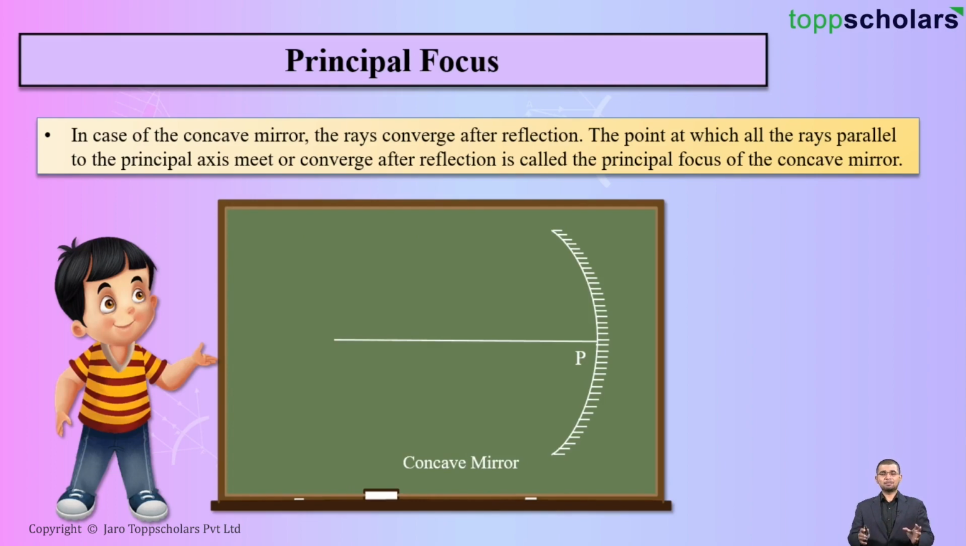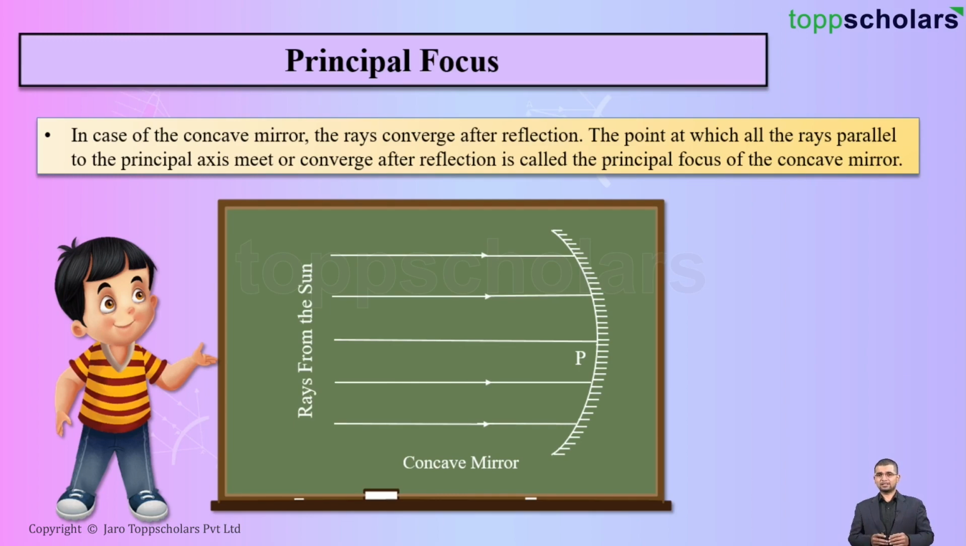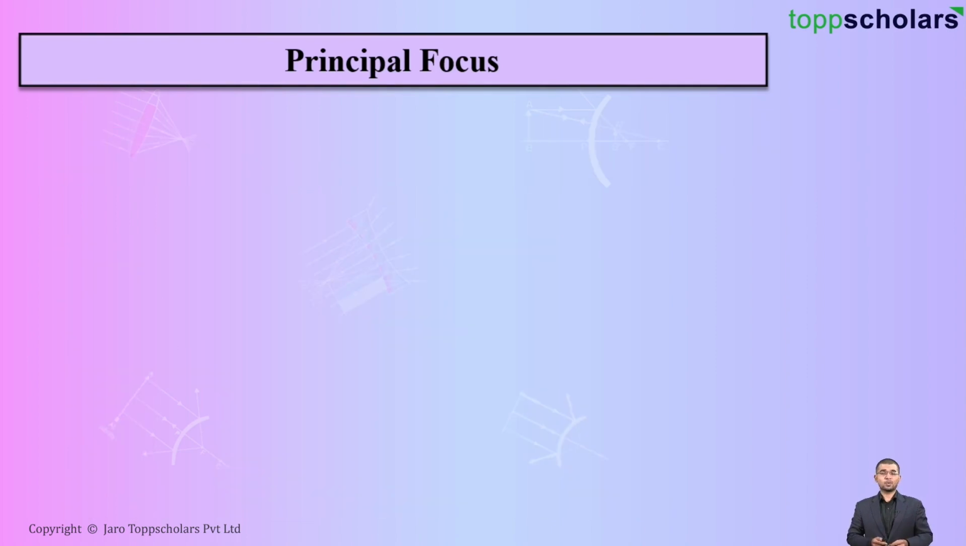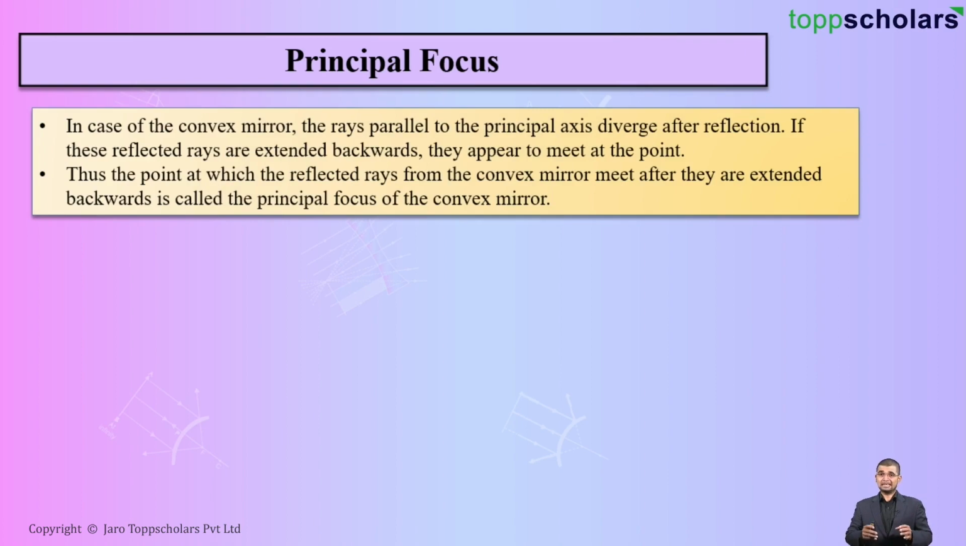Let's understand this with a simple ray diagram. Now, this is a simple ray diagram of a concave mirror. In this, suppose we consider light rays parallel to the principal axis, obviously they will be coming from the sun. After reflection, students, they will converge, and they converge at a point capital F. So this was about the principal focus for a concave mirror. We also have to understand the principal focus for a convex mirror. In a convex mirror, the rays parallel to the principal axis diverge after reflection, and thus students, this mirror, that is a convex mirror, is also known as a diverging mirror.